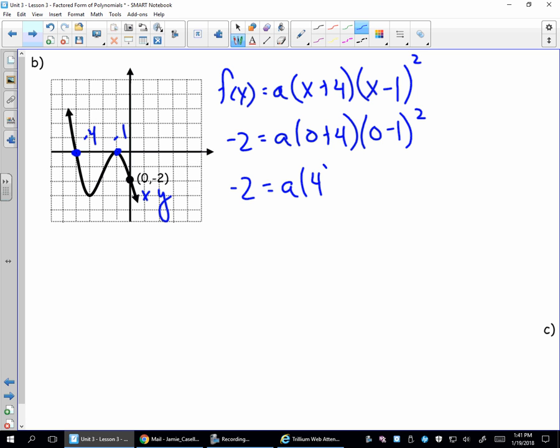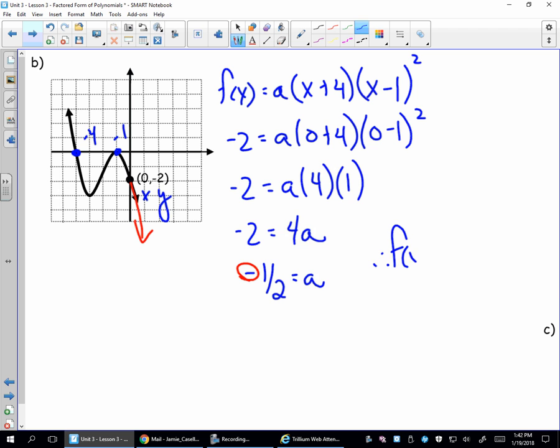We'll get 4 times 1, right? When you square negative, it becomes a positive, which gives me 4a, or in other words, -1/2. Does that match what I think should happen for leading coefficient? Well, our leading coefficient is going down to the right, and it's a negative. So yeah, that makes sense. That should match. So our function is -1/2 x plus 4 and x minus 1 squared.